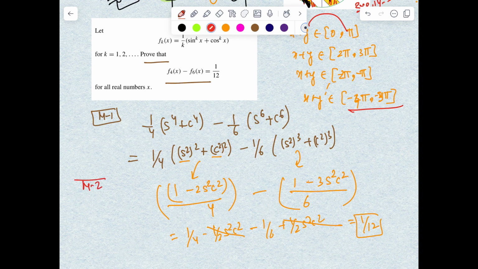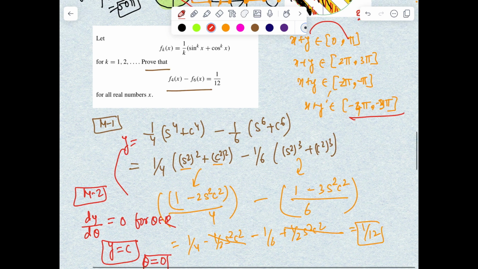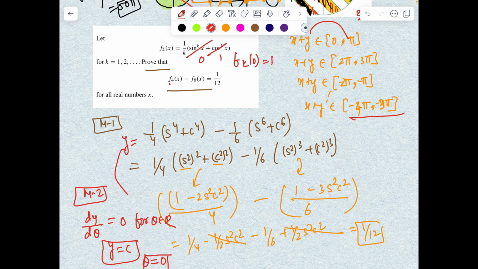The other method of doing this is that you can directly take this expression to be y and differentiate, dy by d theta, and if you see the differentiation, very interestingly you'll get 0 for all theta. So it means y must be constant. If it is constant, to find the constant I can put any value, let's say theta equals 0 and x equal to 0. Then this will be 0 and this will be 1, so f of 0 becomes 1, corresponding to 4 and 6 I am telling. It's not f of 0 only for k equal to 4 and 6; if I put this expression, then the game is over.